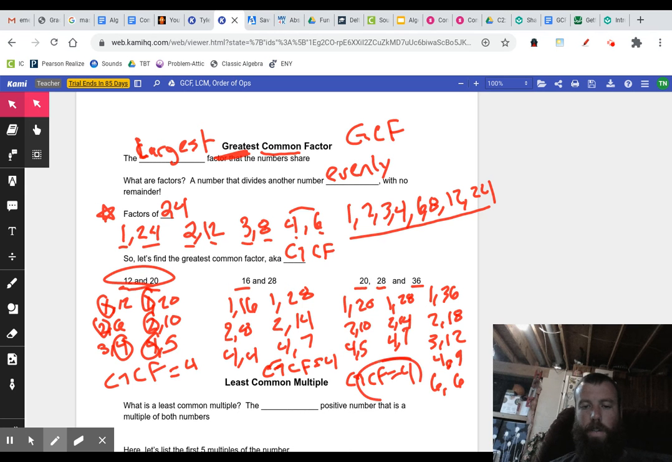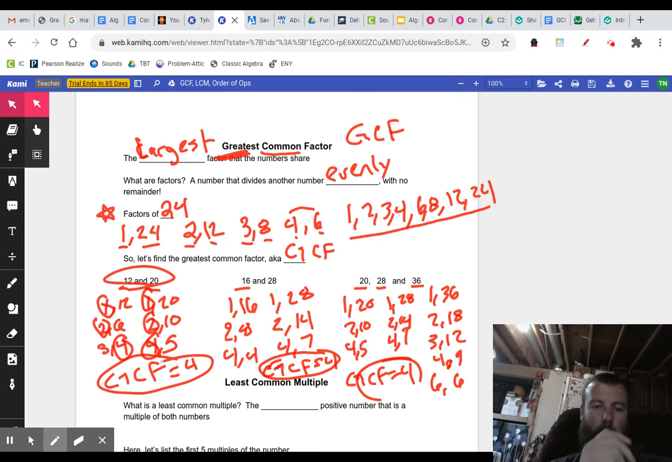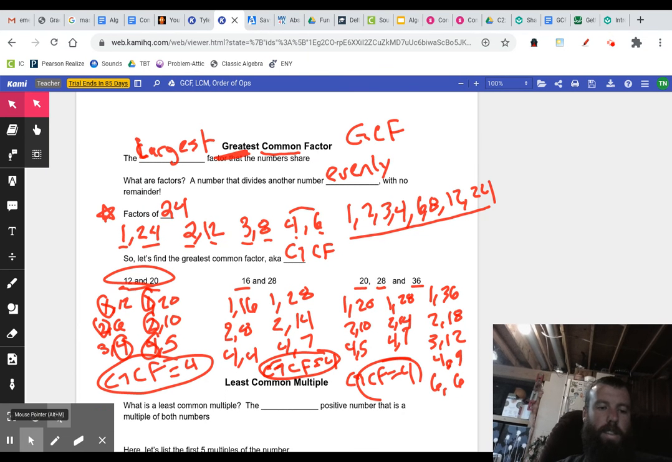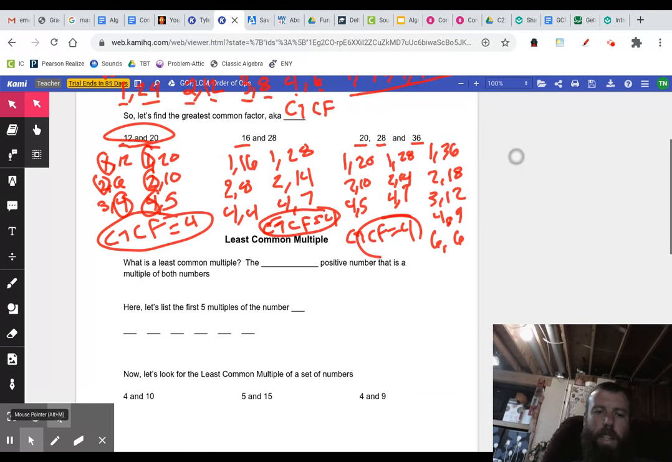Why do we keep getting 4? I promise you other GCFs are numbers other than 4, but for whatever reason, the numbers that I picked for this example have an answer of 4 on all three problems. All right, hopefully that's enough to give you a quick recap of GCF. I wanted it to be just a couple minutes or less.